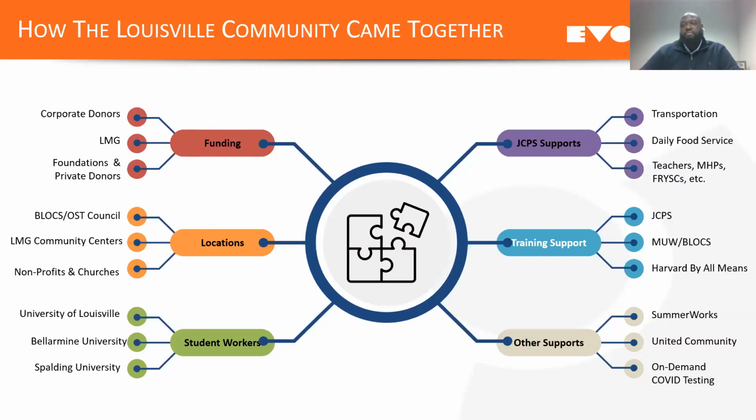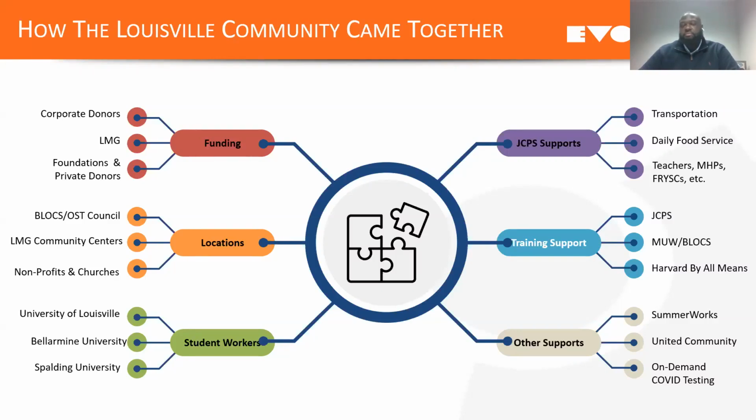JCPS provided daily food service. They provided breakfast, they provided lunch. They would actually go out and take meals to these various locations who could handle the capacity. They provided transportation in some regards. And like I said, they provided other supports. Harvard, of course, provided a lot of technical assistance.